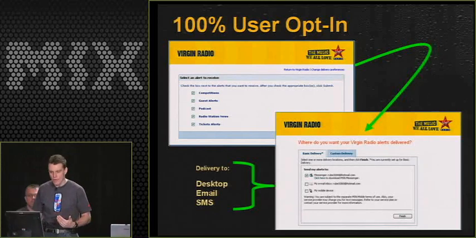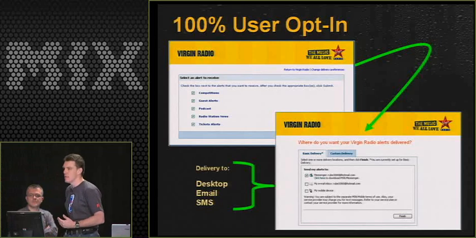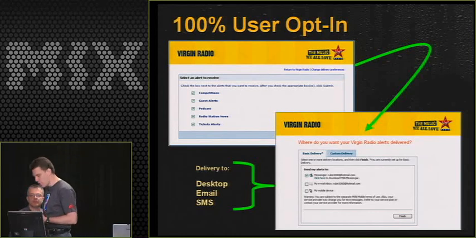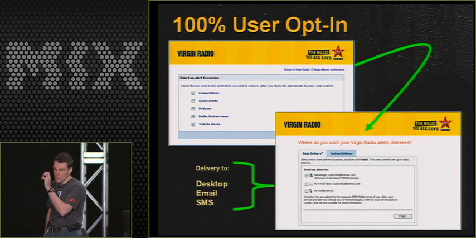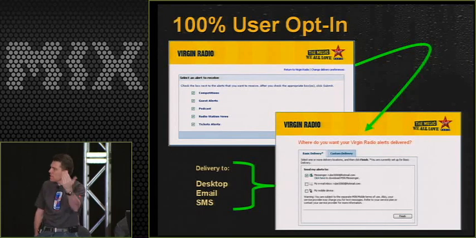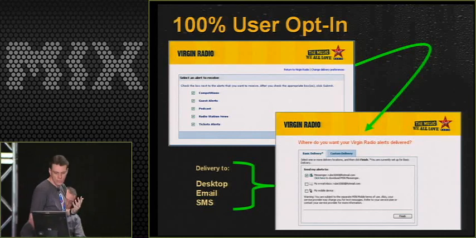You can say, what categories do I want to provide here based on RSS feeds? So, for example, if we look at Virgin Radio, we can look at competitions, guest alerts, podcasts, radio news, radio station news, or ticket alerts. When you're using the Alerts Manager, you can set your categories based on the different RSS feeds that you want to project out. And the user says, I want all of these, or I want some of these. And the next step is, how do I want to receive those alerts?